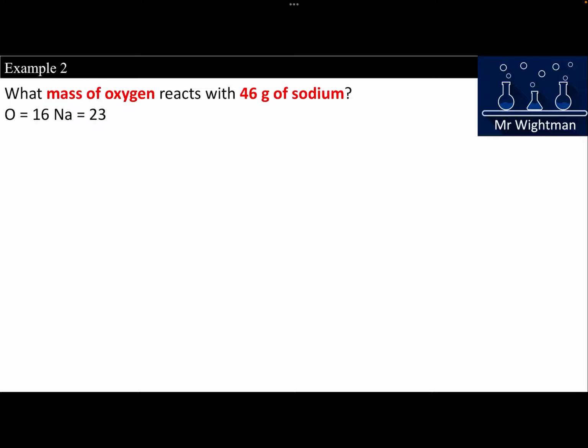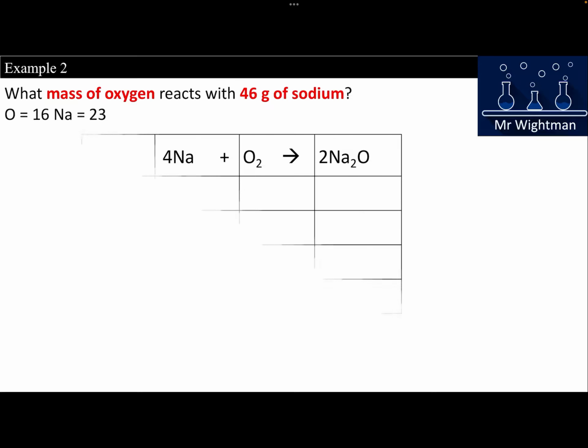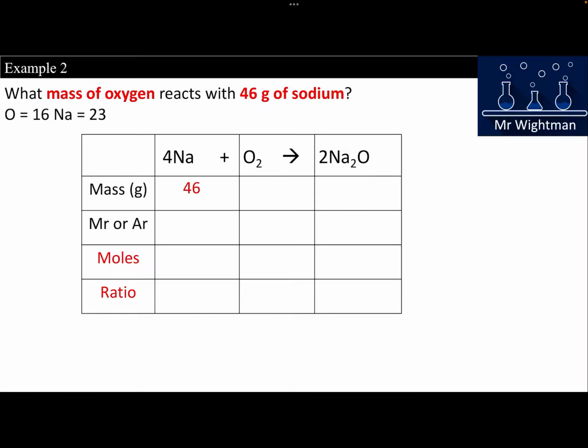Example 2. What mass of oxygen reacts with 46 grams of sodium? So the first example was easy because the ratio of the equation was 1, 1, 1. This ratio is 4, 1, 2. So I've been given a question that says I've got 46 grams of sodium. I've been asked to work out the mass of oxygen. I don't really care about the sodium oxide.